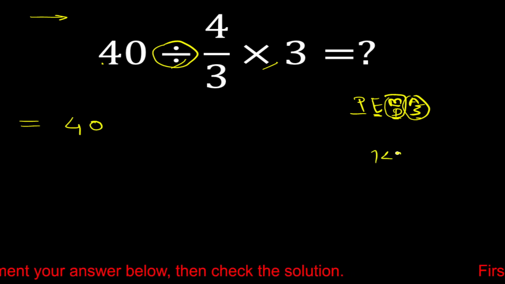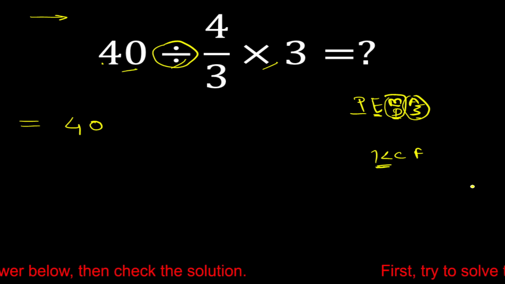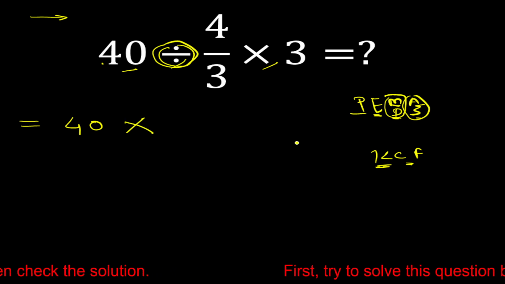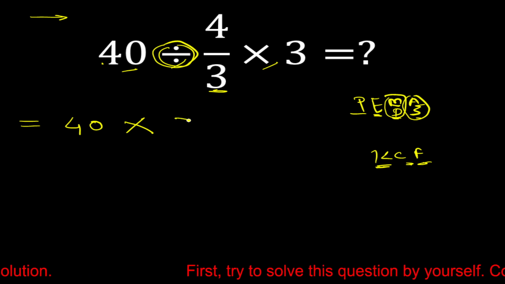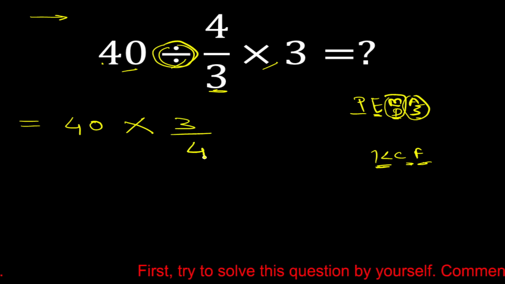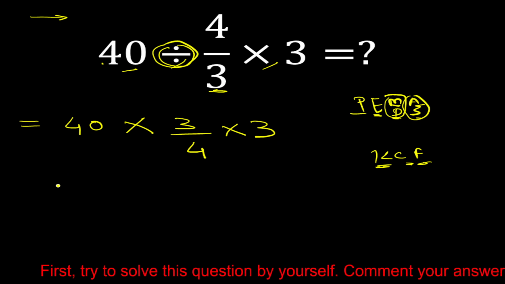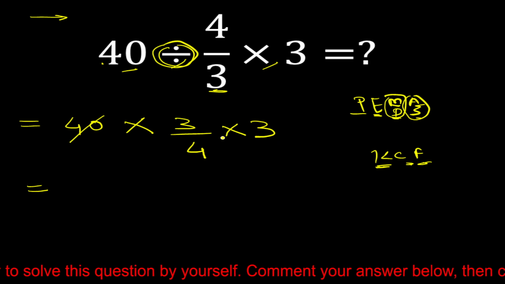Now, according to KCF rule, K means keep this 40 as it is same. C means change this sign from division to multiplication. And F means flip this last fraction 4 by 3, flip this fraction 3 by 4. Okay, multiply 3 is equal to, now cancel this 40 by using this 4.